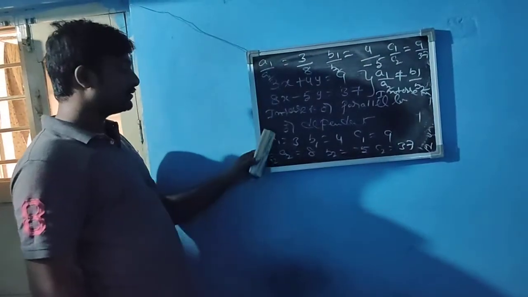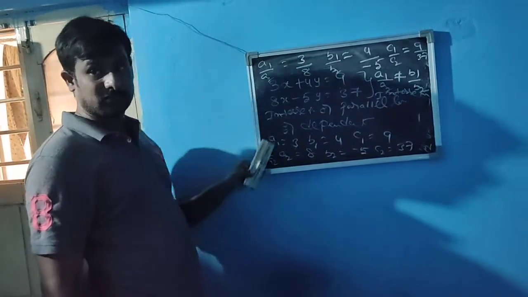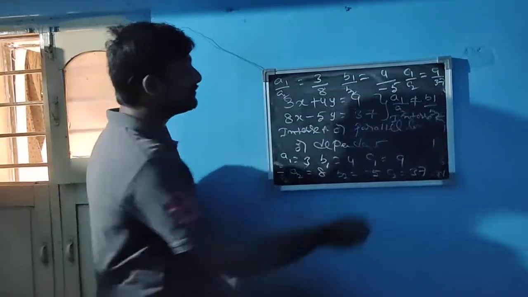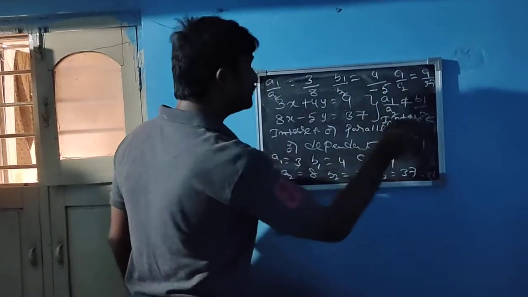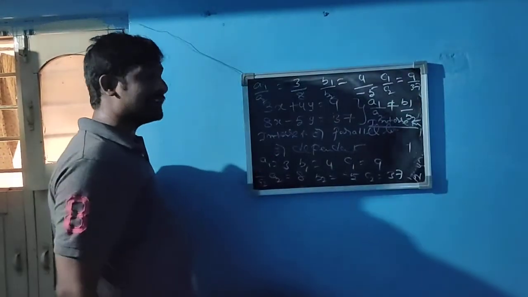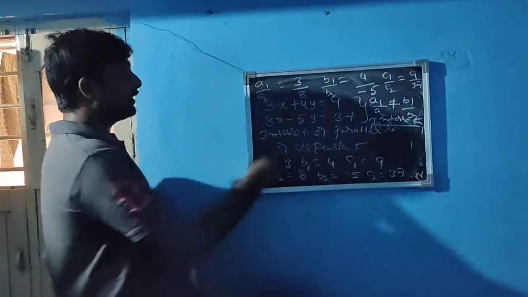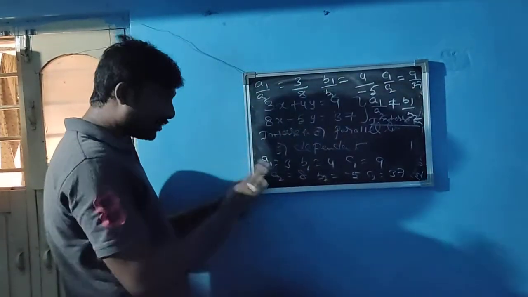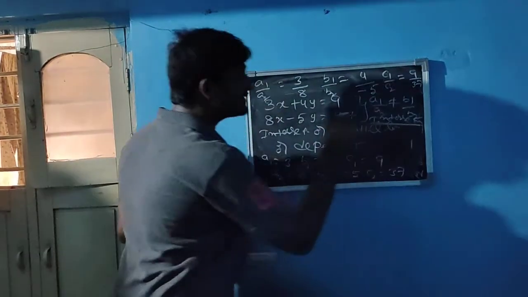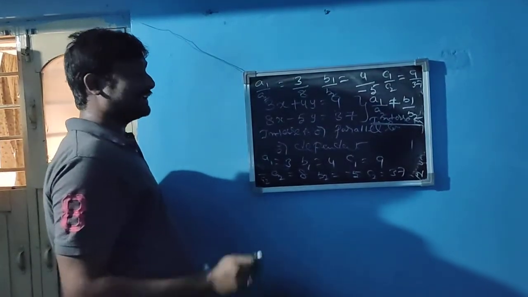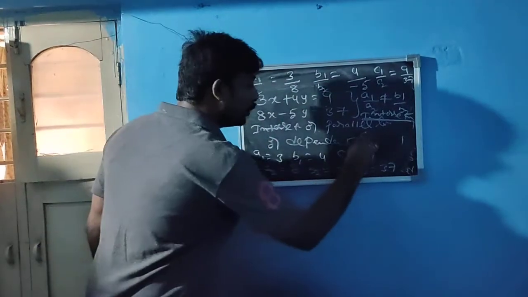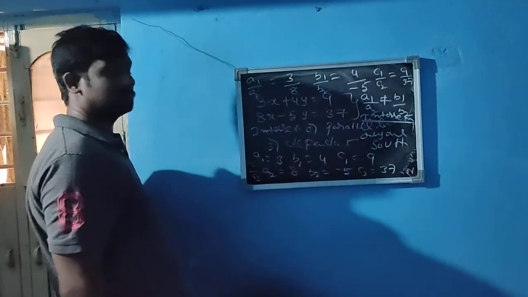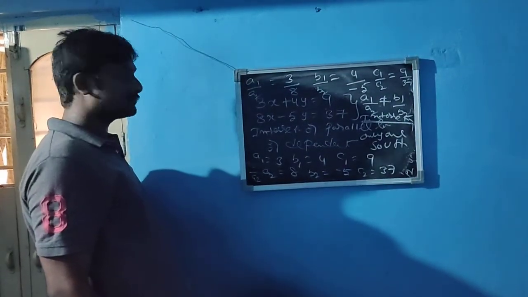What I am saying, did you understand? a1 by a2 value is 3 by 8, b1 by b2 value is 4 by minus 5. So a1 by a2 is not equal to b1 by b2. Which lines are called? Intersecting lines. What is the reason here? Because a1 by a2 and b1 by b2 are not equal. That's why these lines are called intersecting lines. Intersecting lines, how many solutions? Only one solution. Did everyone understand?